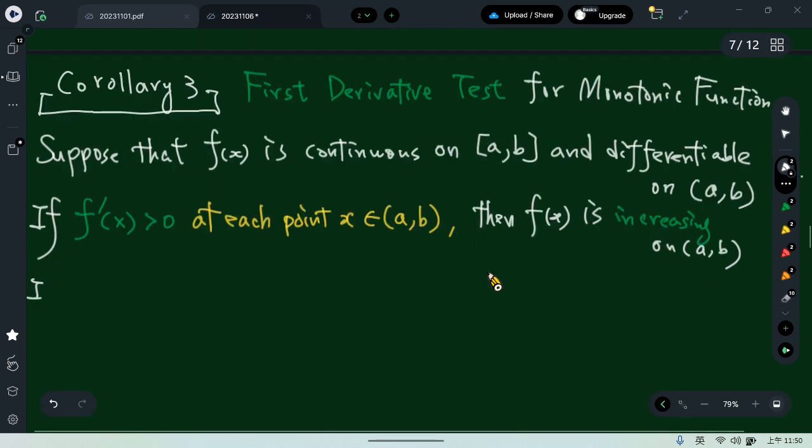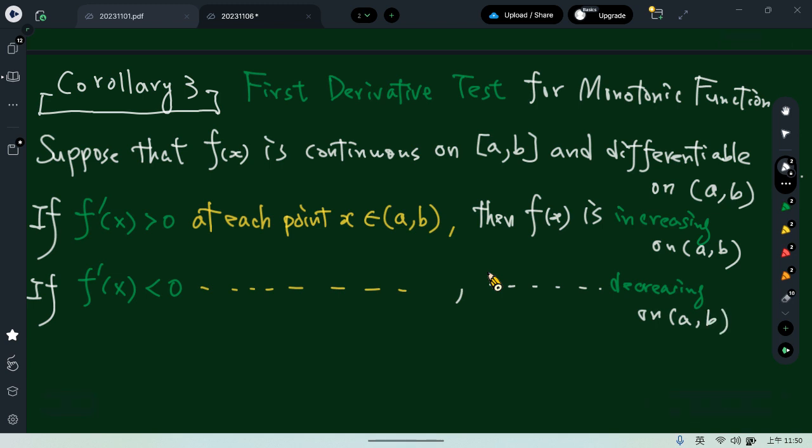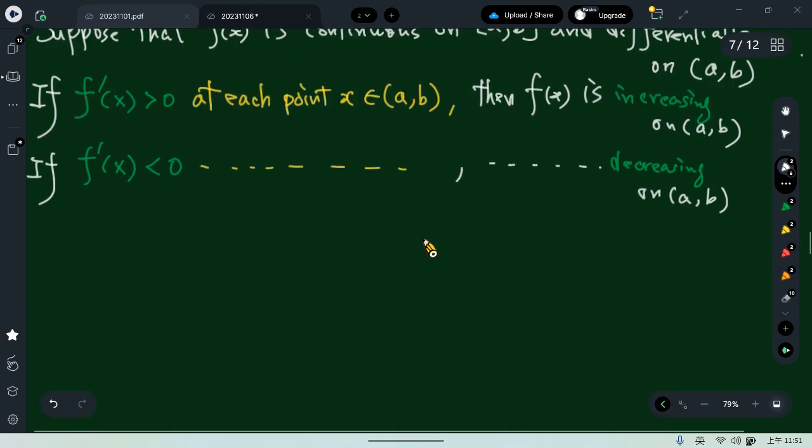Similarly, if f prime of x is negative at each point, then f of x is decreasing on (a, b). Let me emphasize that again: only for this interval. A different interval, the function may have different behavior. If the derivative is positive at every point in this interval, the function is increasing only on this interval; other intervals need to be discussed separately. It goes interval by interval, not the whole domain.